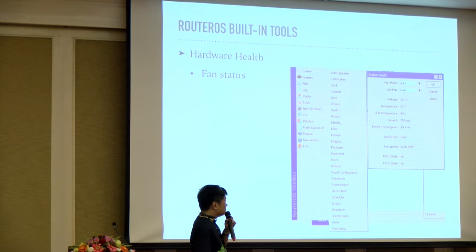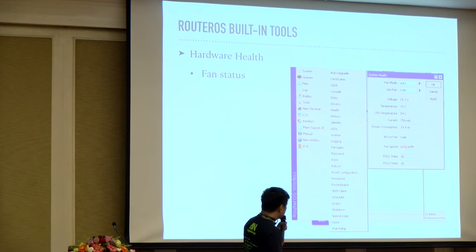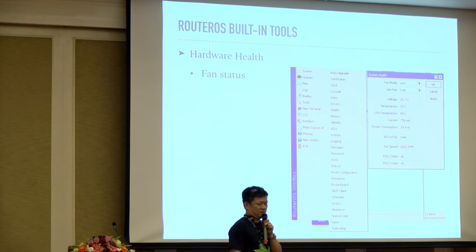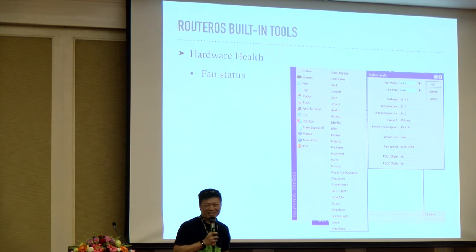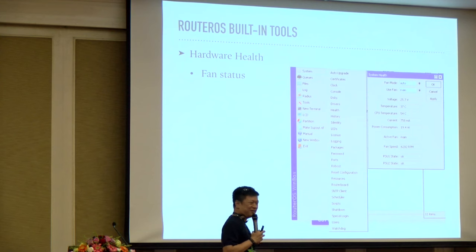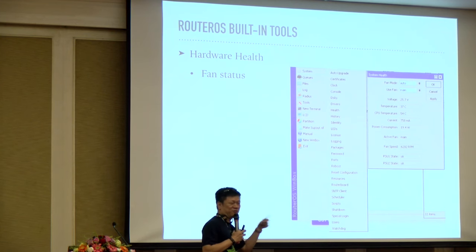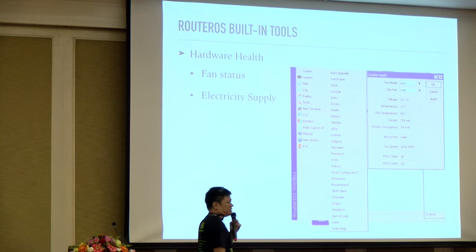If MikroTik says that this model's fan is supposed to be running above 5,000 RPM, but when you open this up you see it's only 1,000, what does that mean? Rusty. Your fan is failing soon. Something is wrong with your fan. It doesn't rotate as fast as it can. The other things that you can see, electricity supply.